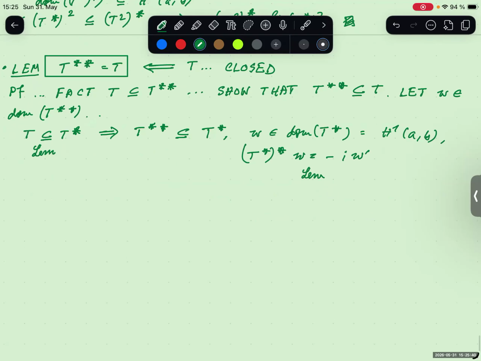Okay, very good. Now, for any V in the domain of T star, we play the old game. So T star V, W minus V, T star T star W. This must be 0. Now, what is this side?